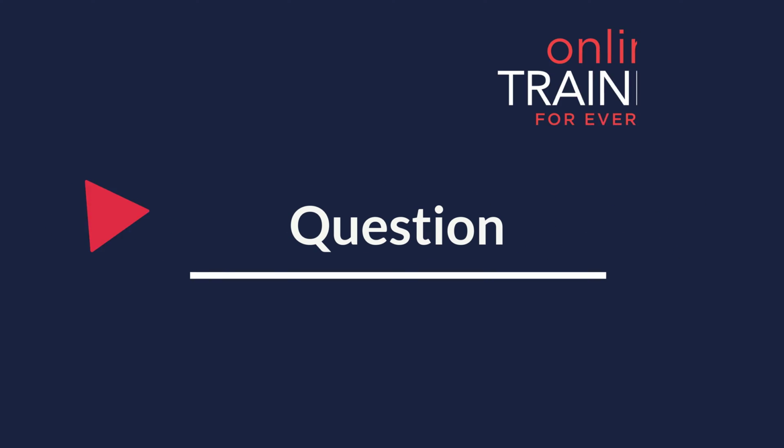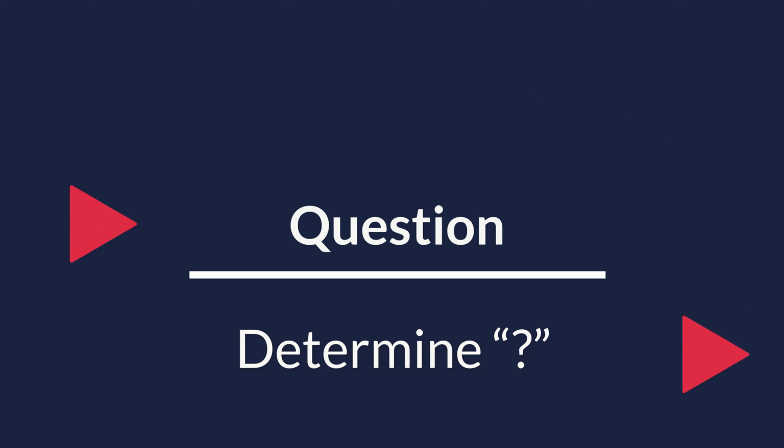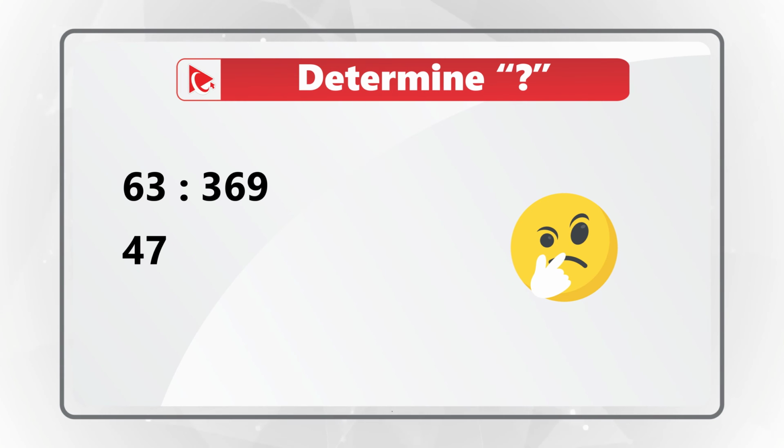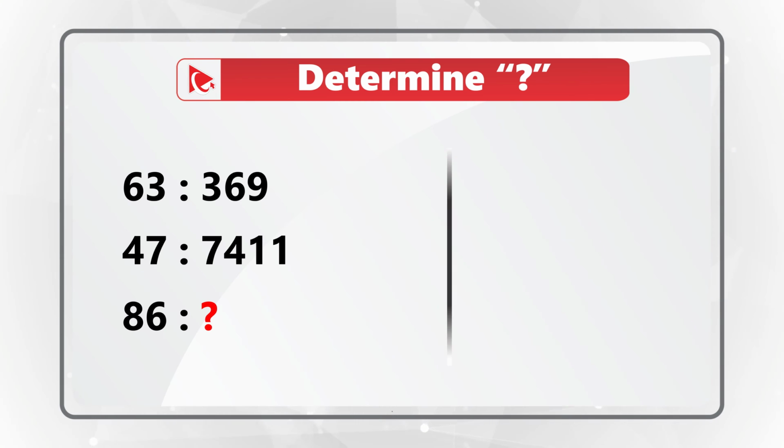Here is one of very interesting questions to test your analytical skills. You're presented with 3 ratios: 63 to 369, 47 is to 7411. And then you have a third ratio where 86 is related to question mark. And you need to determine the question mark based on the 4 different choices.